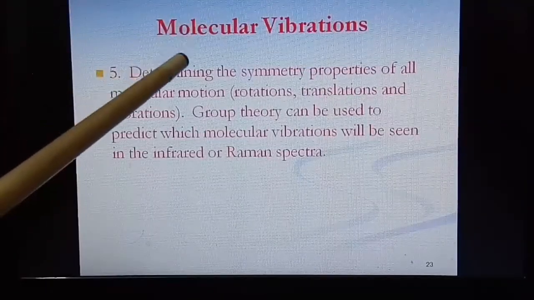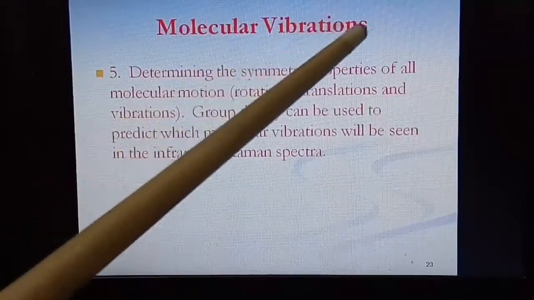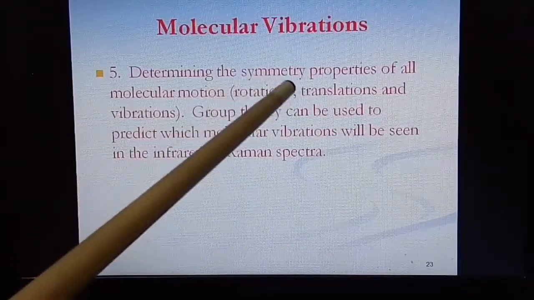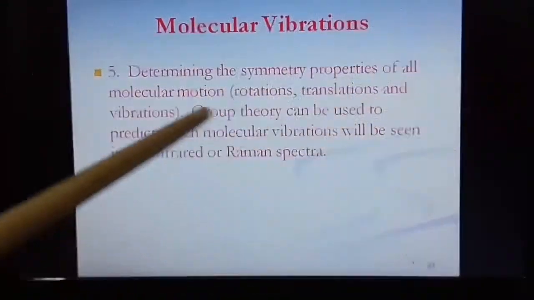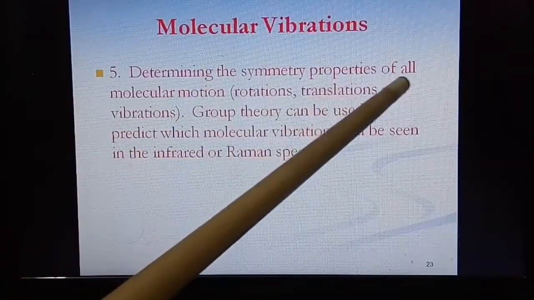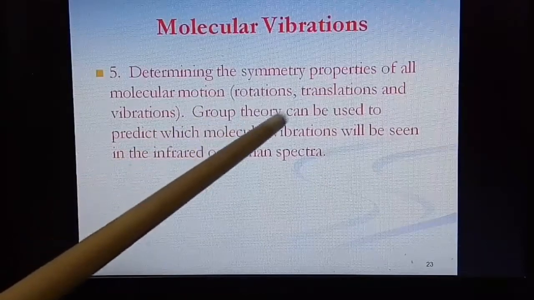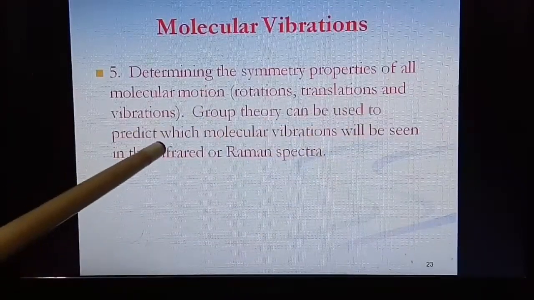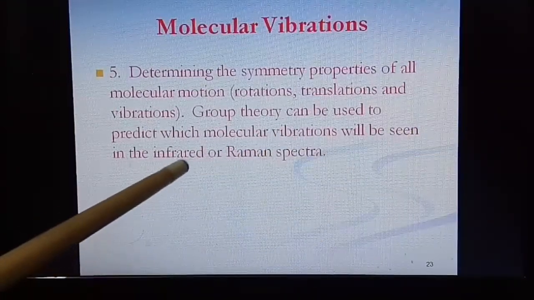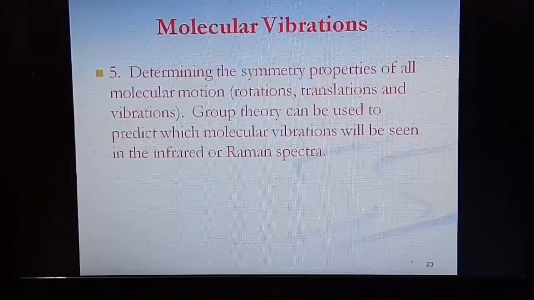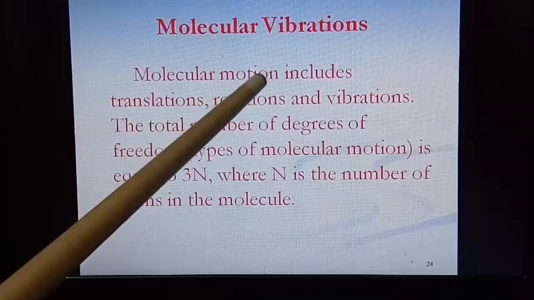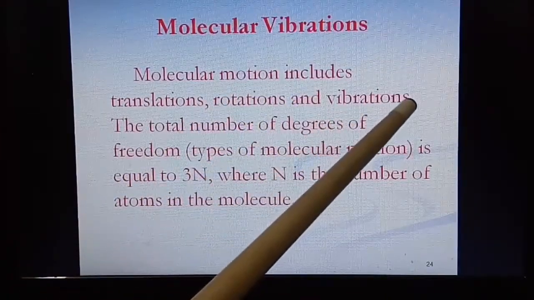Now the fifth application of symmetry and group theory is molecular vibrations: determining the symmetry properties of all molecular motions, that is rotations, translations and vibrations. Group theory can be used to predict which molecular vibrations will be seen in the infrared or Raman spectra. Molecular motion includes translations, rotations and vibrations.